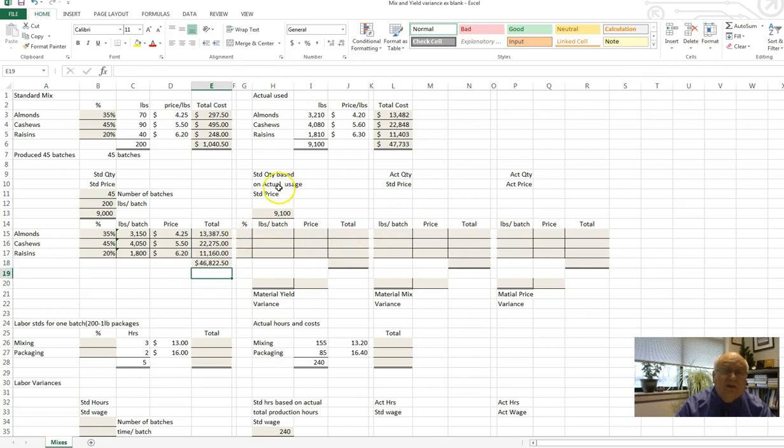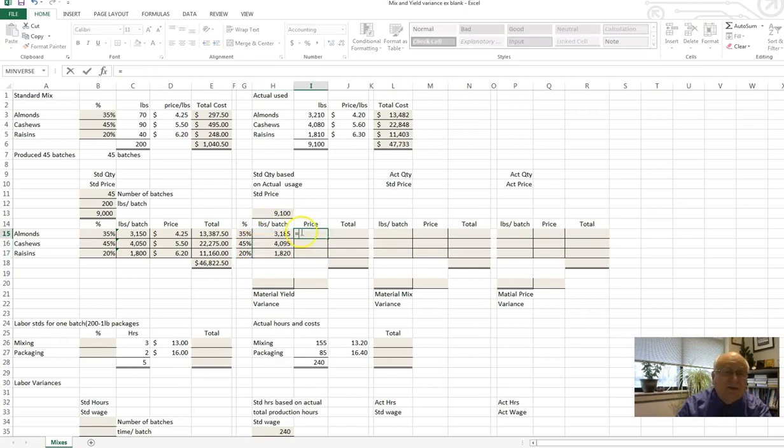So that's what we should have used. Now we actually used 9,100 pounds. So we do the same percentages, though. These are the percentages we should have used: 35, 45, and 20. Now we do the same thing here, except we take the 35% times the actual pounds used, 9,100. And that's what we should have used based on the actual pounds: 3,185, 4,095, and 1,820, because we take the 35 times 9,100, 45 times 9,100, and the 20% times 9,100.